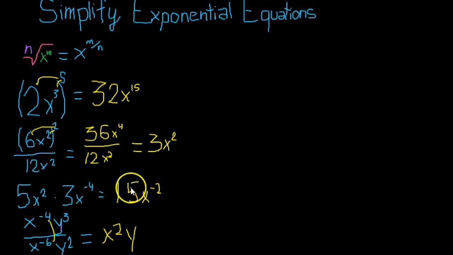Here, 5 times 3 is 15, and x to the power of 2 times x to the power of negative 4, you add these exponents for x to the power of negative 2. And then this is the same subtraction pattern since it's division. Negative 4 minus negative 6 is 2, and 3 minus 2 is 1.